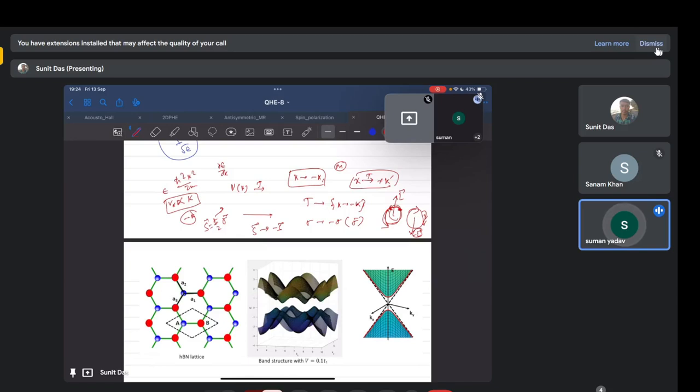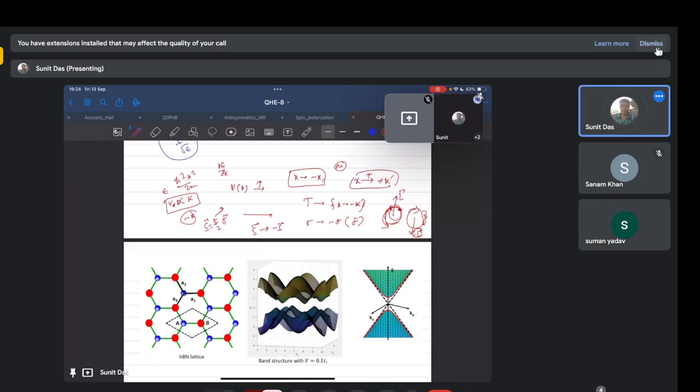Sir, I have one doubt. Sir, theoretically, how can we know that the time reversal symmetry is broken or preserved in a given compound, sir?